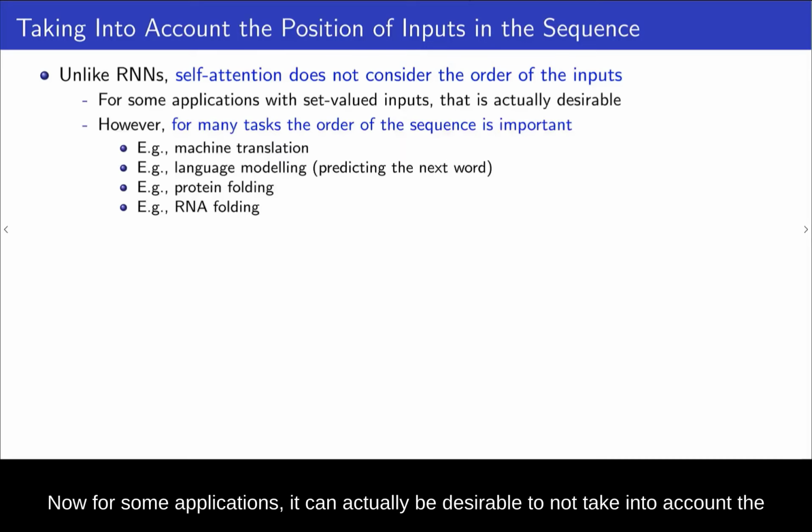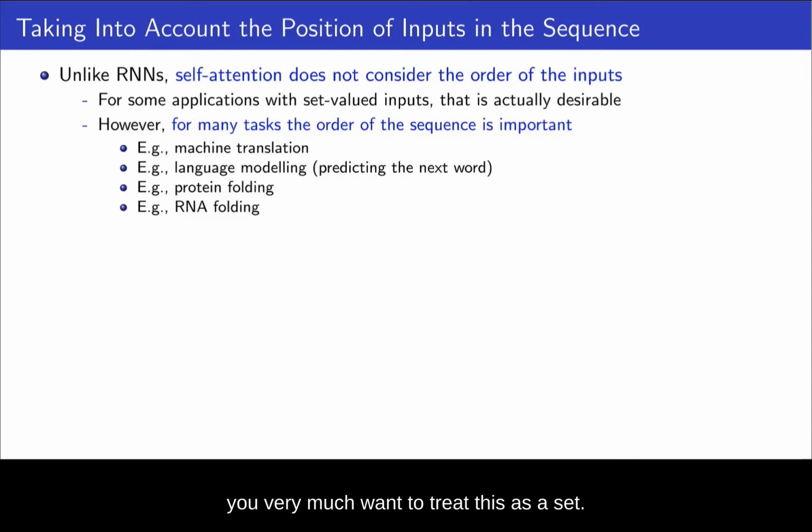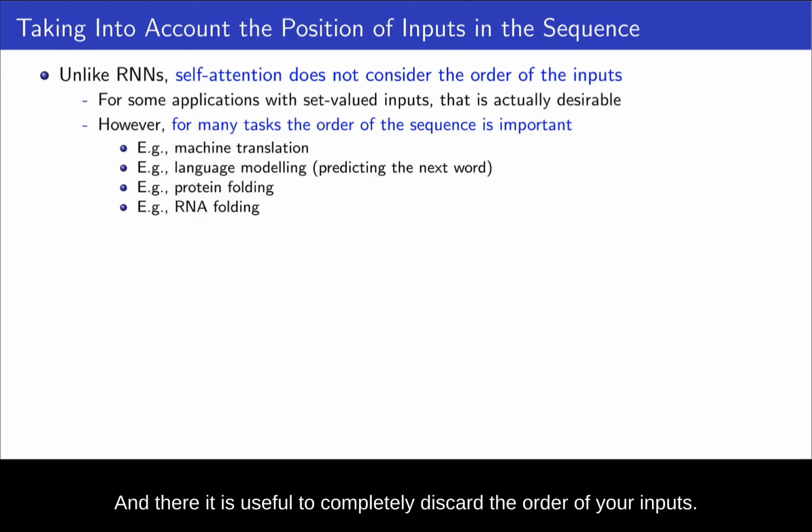Now, for some applications, it can actually be desirable to not take into account the sequence information. For example, if you don't actually have sequence input, but you have a set valued input, then you very much want to treat this as a set. And there it is useful to completely discard the order of your inputs.